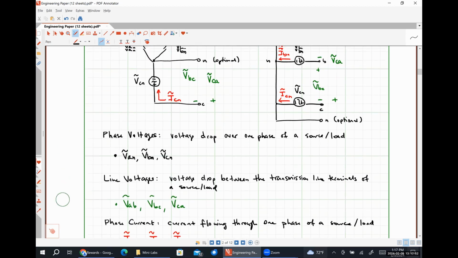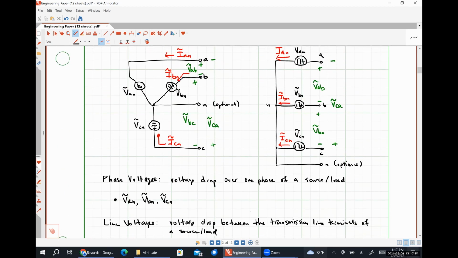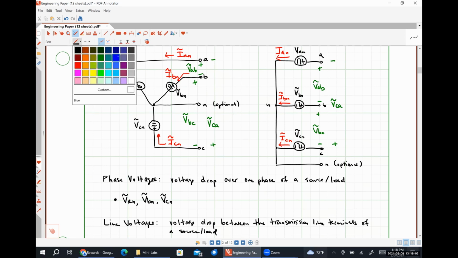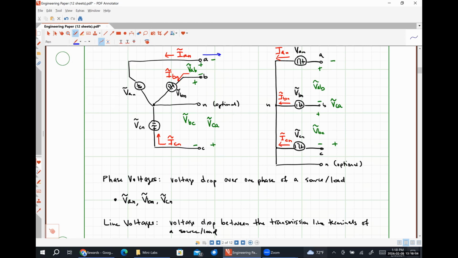Since our source here is open circuited, I can't actually represent any line currents here. But the line currents would be the currents traveling down the A phase, B phase, and C phase of our transmission line in a closed network. So once we start looking at a big picture thing, the line currents will be all over the place.